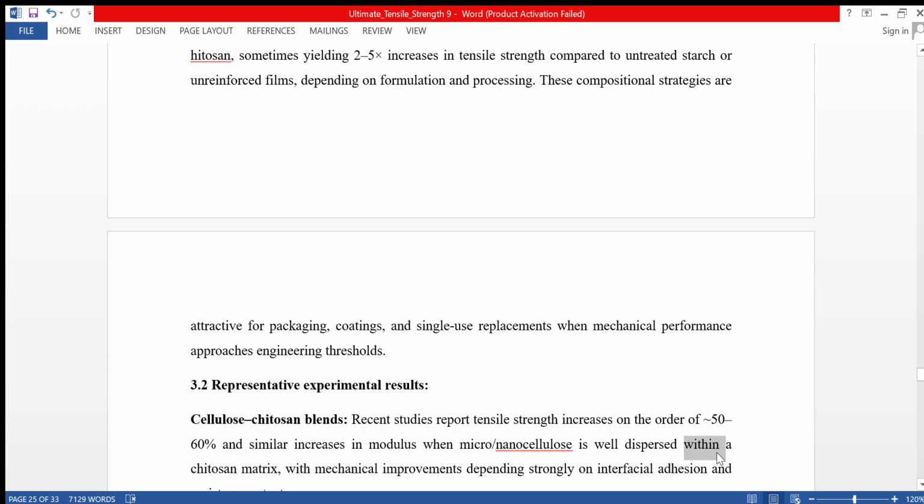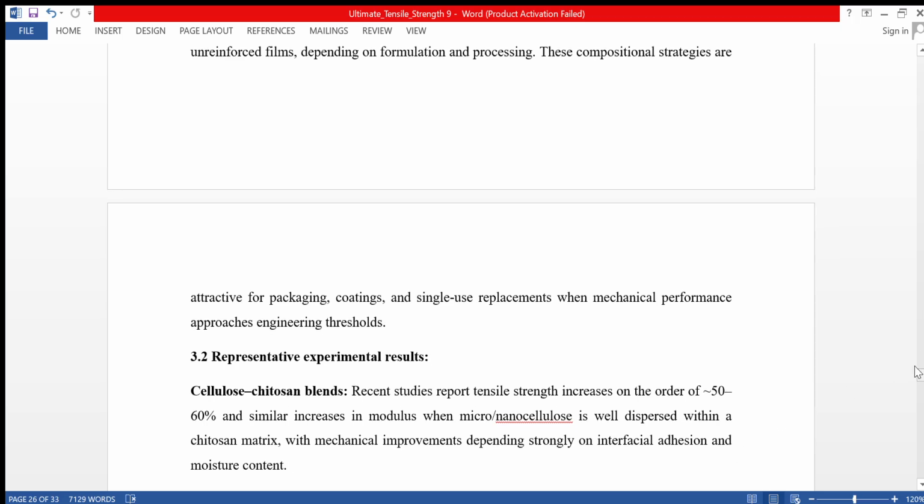Representative experimental material: cellulose-chitosan blends. Recent studies report tensile strength increases on the order of approximately 5 to 60% and similar increases in modulus when micro or nanocellulose is well dispersed within a chitosan matrix, with the mechanical improvement depending strongly on interfacial adhesion and moisture content.